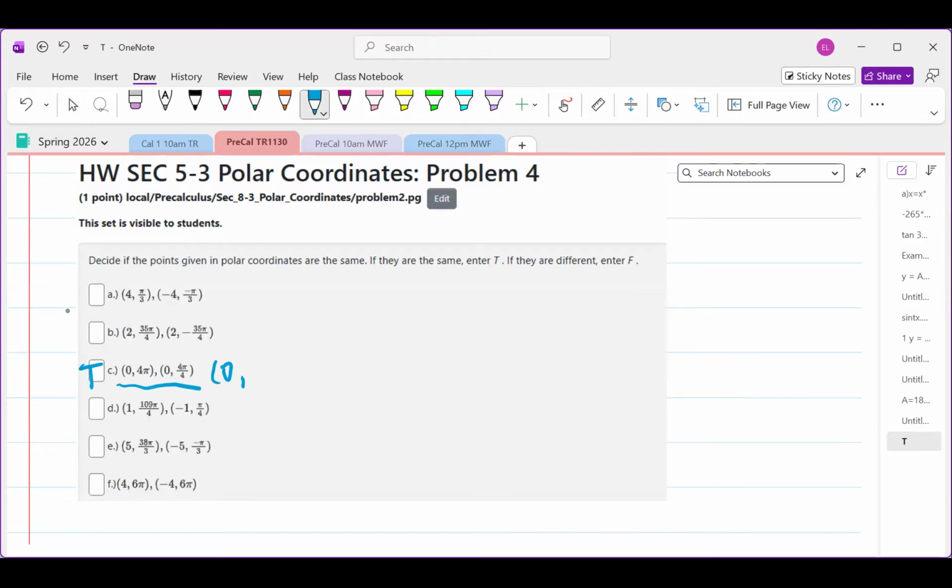But we could put 0 and any angle, and it would be the same point. So I could say 0 and 27 million pi, 0 and negative 3.4 pi. It doesn't matter what the angle number is. The fact that the radius is 0 makes those always the same point, because you're basically just sitting at the starting point and spinning in an office chair. It doesn't matter which way you're looking because you didn't move the chair.